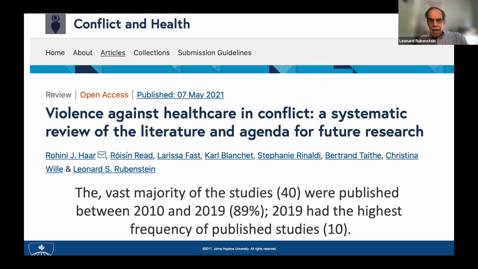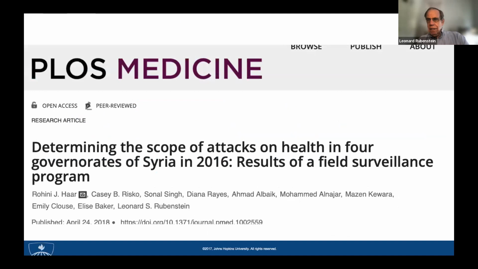And it's an area, of course, where students and young academics certainly can focus because there's so much that needs to be done. At the same time, there are some initiatives that show how important it is to study. For example, over the last decade, there has been a lot of interest in improving data collection on violence against healthcare, and the World Health Organization has been mandated to collect and disseminate this kind of tracking of the attacks.